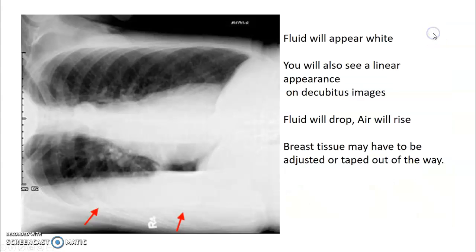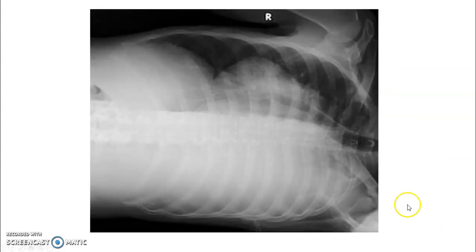The fluid will appear white, and you can see there's a clear air fluid level. There's linear lines here coming across the chest. Everything down here that's white now is the fluid. Fluid drops, air rises. Okay, there may be breast tissue in the way that you may need to adjust or help the patient move out of the way if they're very large breasted. Here's another sort of severe example. This lung field is completely white.